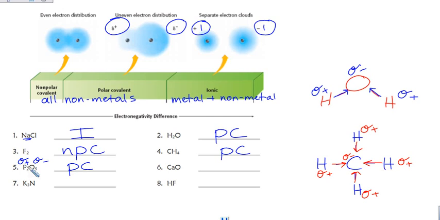6 and 7, easy. Calcium is a metal, ionic. Potassium is a metal, ionic. Hydrogen and fluorine are both nonmetals. It's covalent. They're different nonmetals. It's polar covalent. With the electrons closer to fluorine, fluorine will be partial negative, hydrogen partial positive, because of fluorine's higher electronegativity.